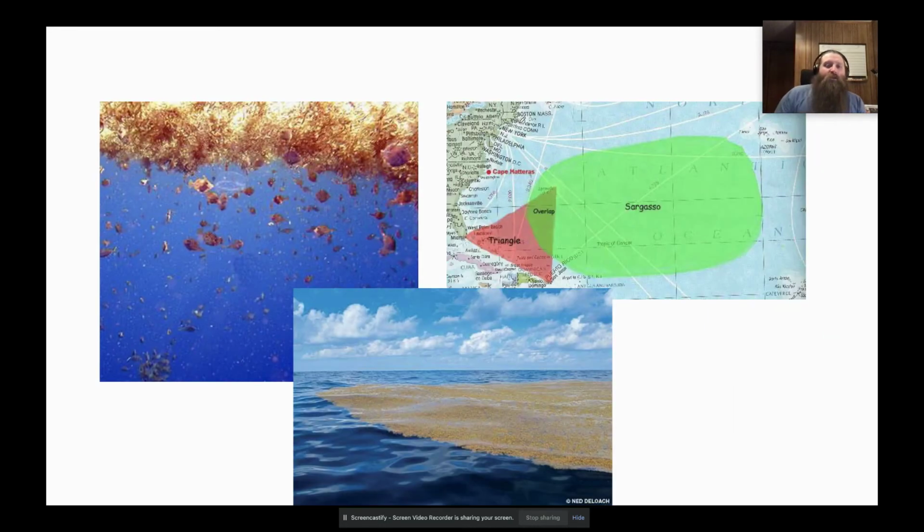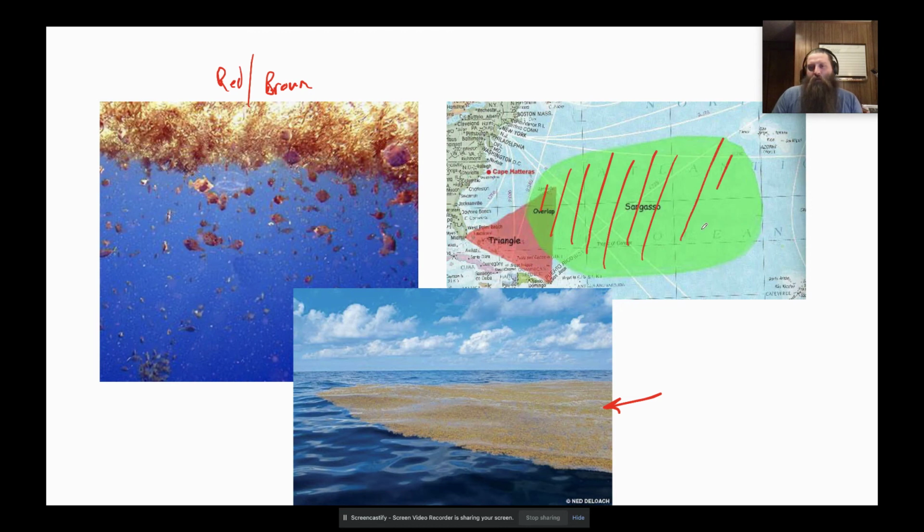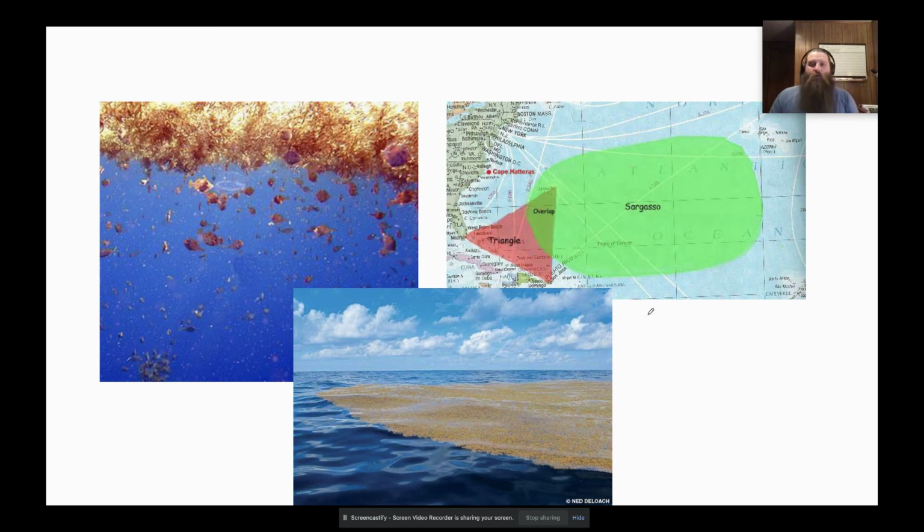So here we can see a red algae, a brown algae, could be red, could be brown, red-brown algae. The Sargasso Sea is right here. That's what it looks like. It has a bunch of this floating algae in it, which is pretty cool. Why is it pretty cool? Well, this region is a phenomenal habitat for baby fish, eels, all kinds of stuff.